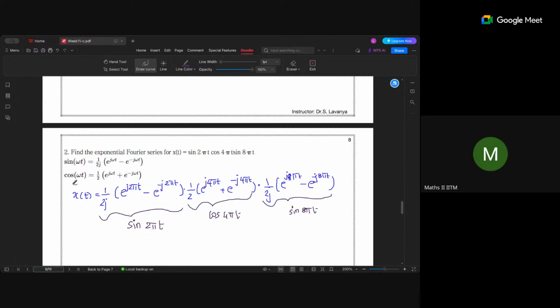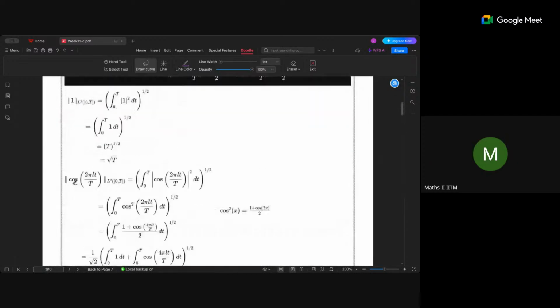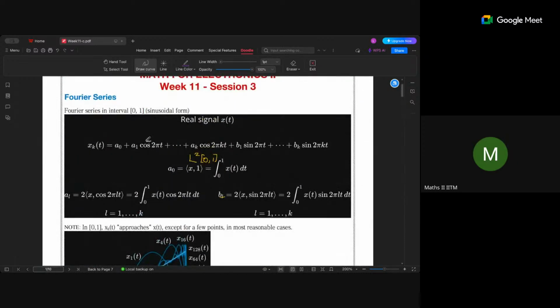So in Fourier series, the only thing you need to remember is this particular form for real functions. For real functions, you need to remember this xk of t and these coefficients. Depending on the interval, you have to do it as 0 to 1 or 0 to T or the corresponding intervals. This is the exact formula for Fourier series for real signals.